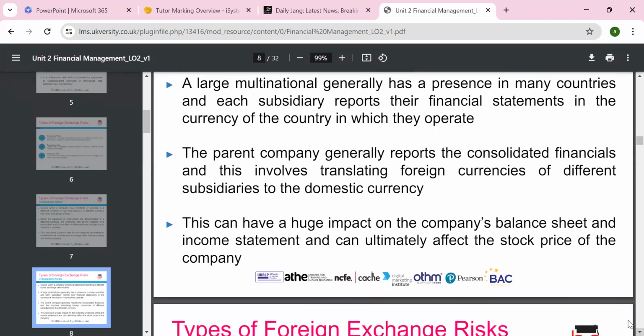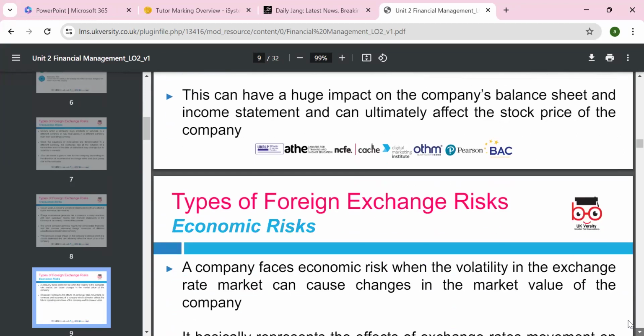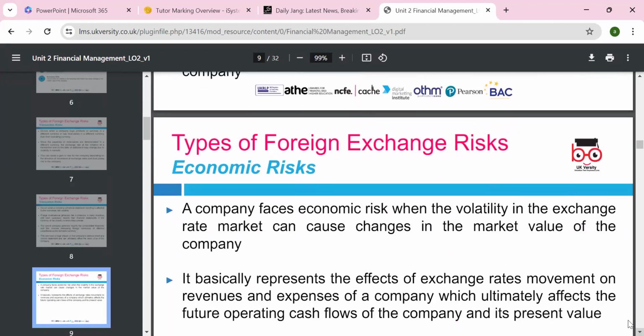This can have a huge impact on the company's balance sheet and income statement, and can ultimately affect the stock price of the company. The types of foreign exchange risk include transaction risk and economic risk. A company faces economic risk when volatility in the exchange rate market causes changes in the market value of the company.